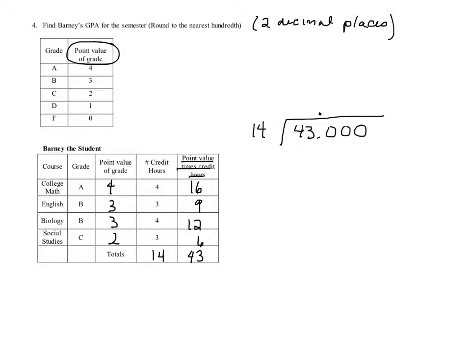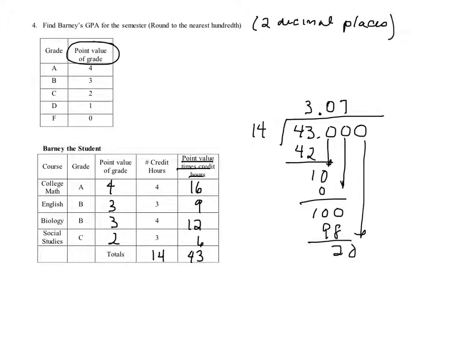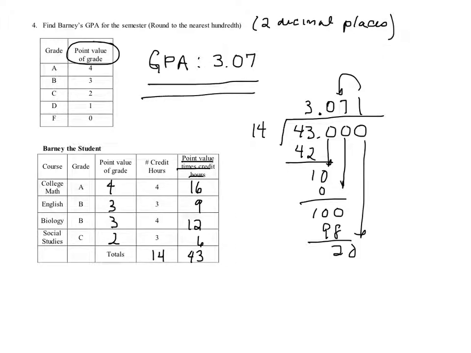14 goes in 3 times, that's 42. You can do this on your calculator, but let's face it, it's not as much fun. Remainder 1, so 0, 10, bring down. It goes in 7 times, 98. Bring down. 14 goes into 20 once. I can stop because I'm going to round to the nearest hundredth. So Barney has a GPA of 3.07.